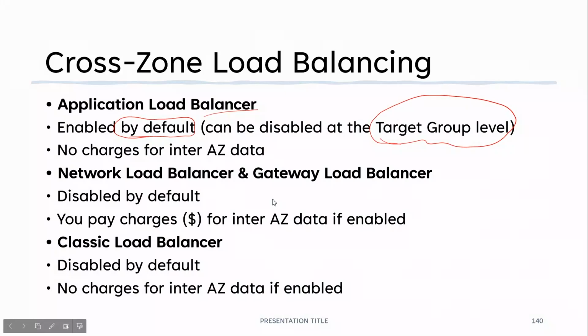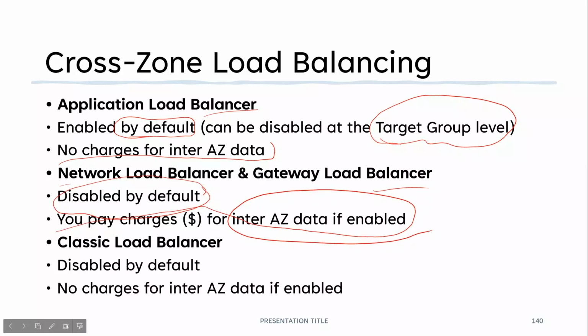There are no charges for inter-AZ data. So you do not pay any charges if the data travels from one availability zone to another availability zone. Now talking about network load balancer and gateway load balancer, these are disabled by default. If you enable cross zone load balancing, you are going to pay charges for that inter-AZ data. So you need to remember this key point.